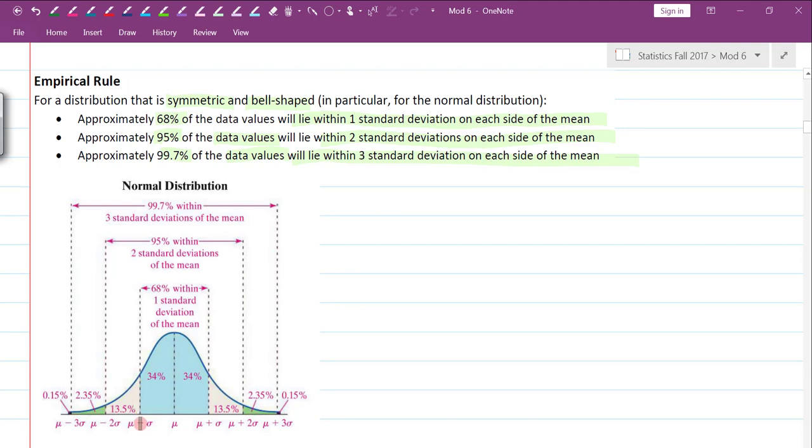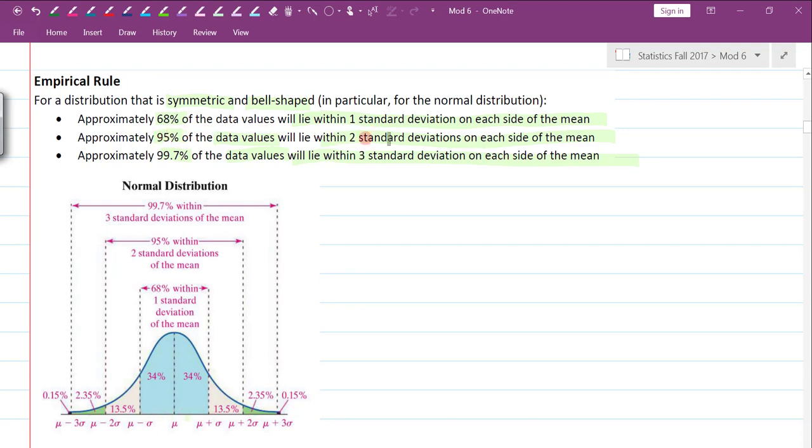If we look between negative 1 standard deviation and plus 1 standard deviation, that would be the values that lie within 1 standard deviation of each side of the mean. So that would be plus 1 standard deviation, minus 1 standard deviation, and the area under the curve in here is going to be 68%, and that 68% of the data values will lie between this value and this value.